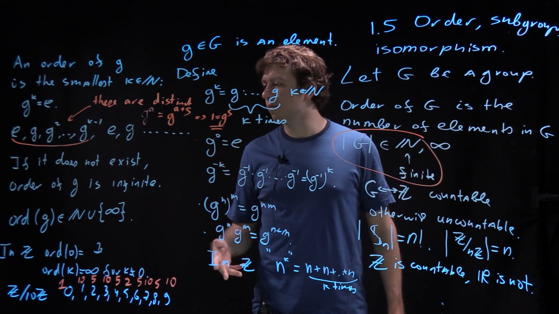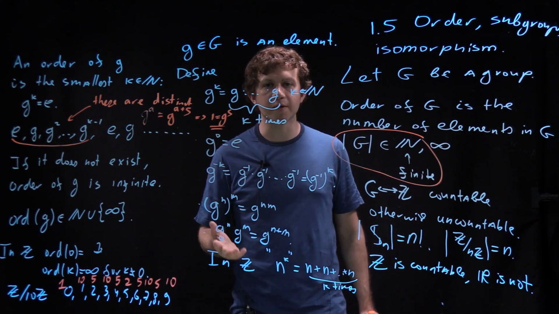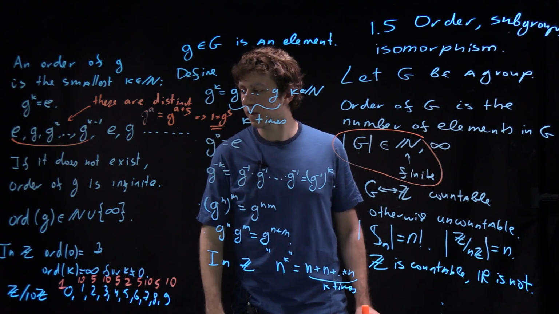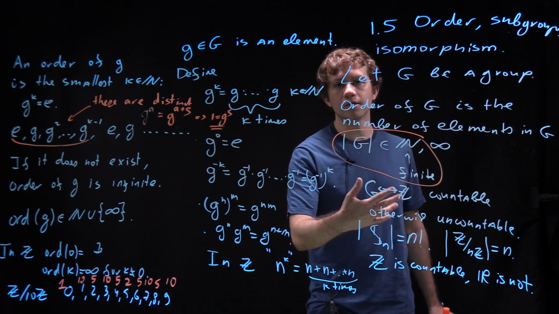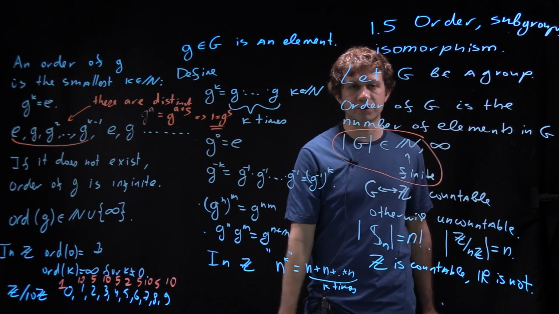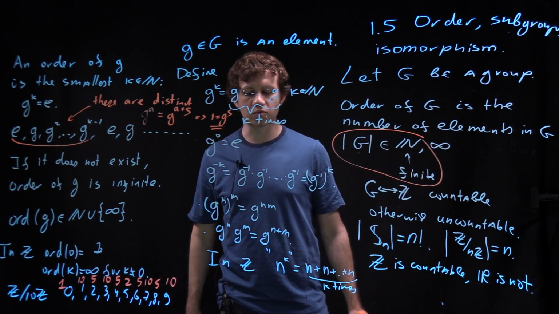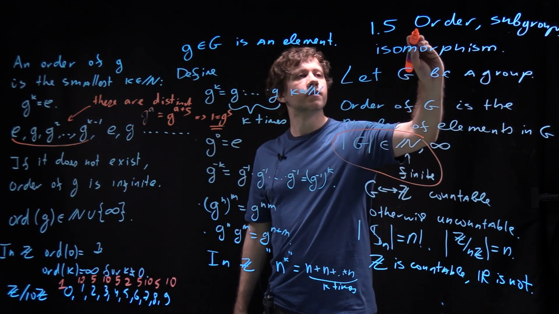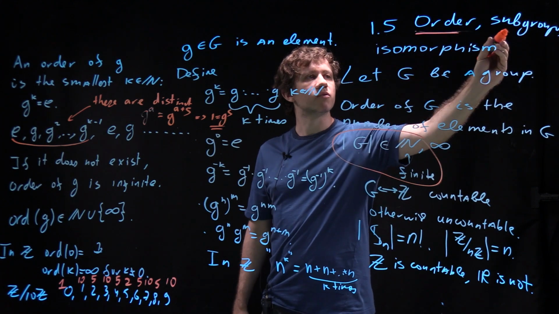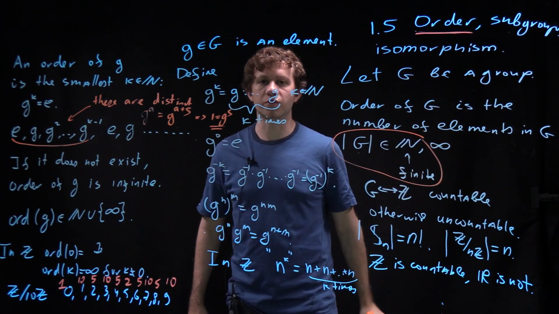So one of the homework problems is to find orders of all elements in S3. That's very simple. Understanding all orders of elements in Sn is harder, but we will talk about that. That's also very doable. It's an interesting problem. Okay, so that's what I wanted to say about order. Next we move to subgroups, and after that to isomorphism.